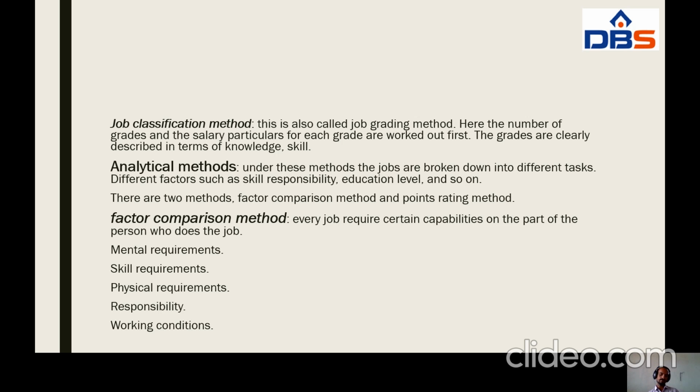And the next one, analytical methods. Under these methods, the jobs are broken down into different tasks.